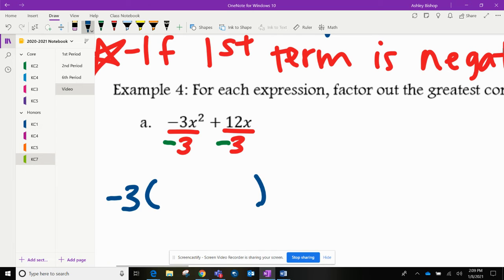All right, so -3x squared divided by -3. Well, -3 divided by -3 is just 1. You could do that in your calculator, and we still have the x squared. And then 12x divided by -3, we'll leave the x alone. 12 divided by -3 is -4x. Alrighty, so this is what I'm left over with.